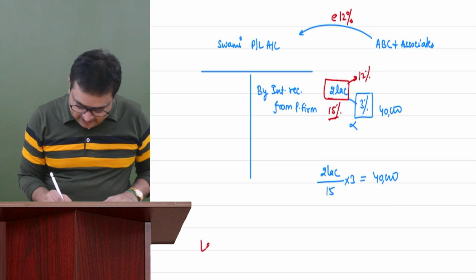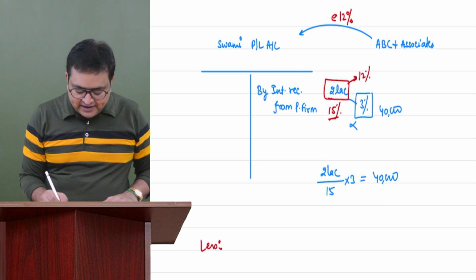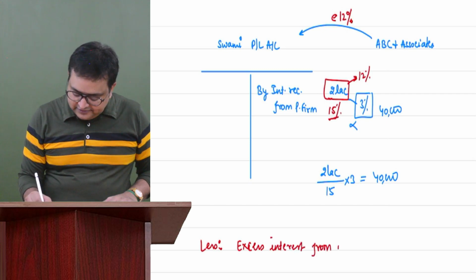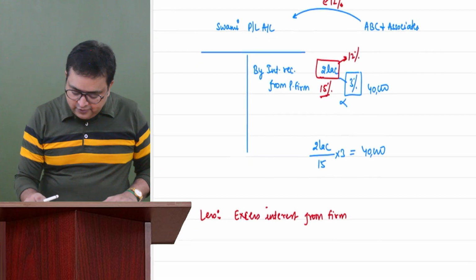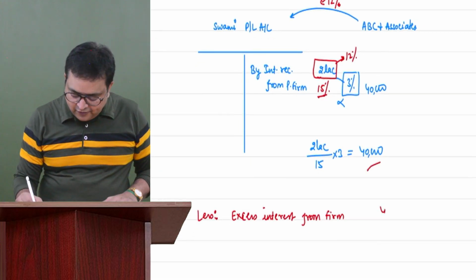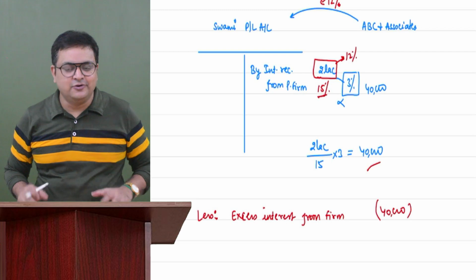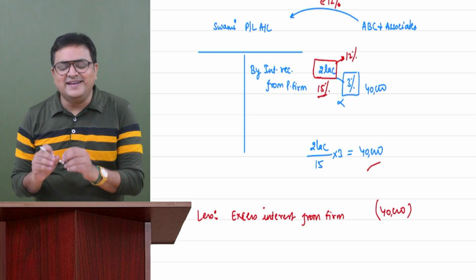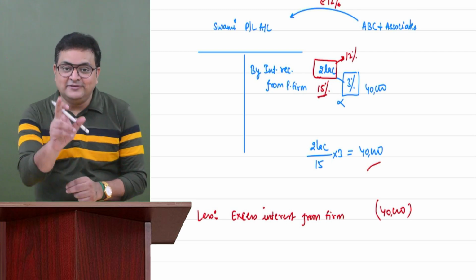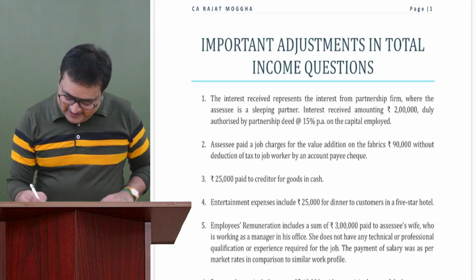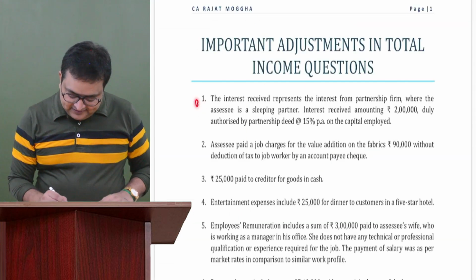So now I believe that you got this adjustment. You have to subtract the excess interest from the partnership firm, right? And you can write this calculation, and 40,000 should be subtracted while computing your PGPP. Got it? If this adjustment comes in your examination, then please don't make any mistake. Correct? Okay. Next one. This is good enough.